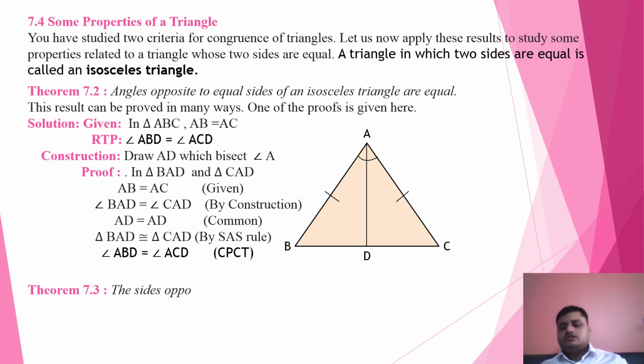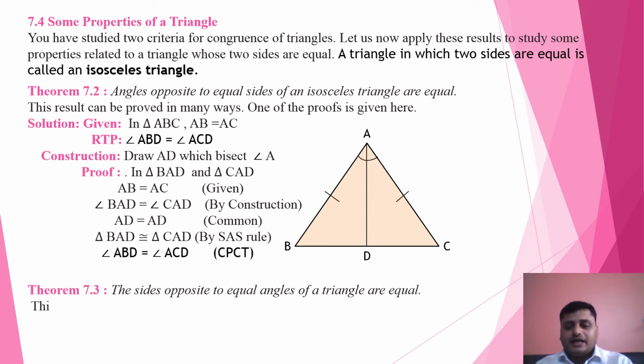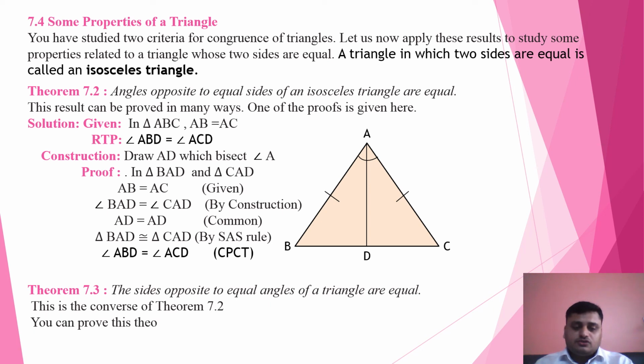Now the next one is theorem 7.3, which is the converse of theorem 7.2, and it says that sides opposite to equal angles of a triangle are equal. This was said in theorem 7.3, which is the converse of theorem 7.2. And you can do the proof in the same way by taking its converse. I hope till this it is clear.